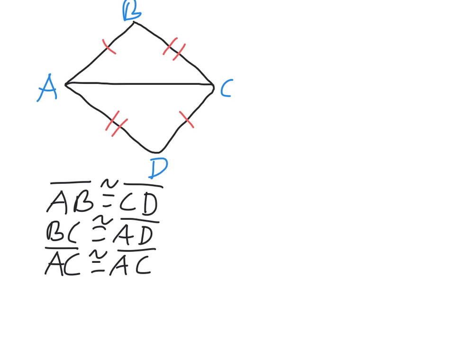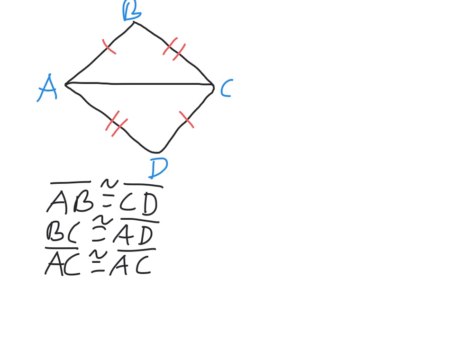Then we need to look at which angles are congruent. So if we look here, we know AB is congruent to CD. Remember back when we learned about triangles, we know that sides are respective to their opposite angles. So if two sides are congruent in a congruent triangle, then we know their respective angles are also congruent.